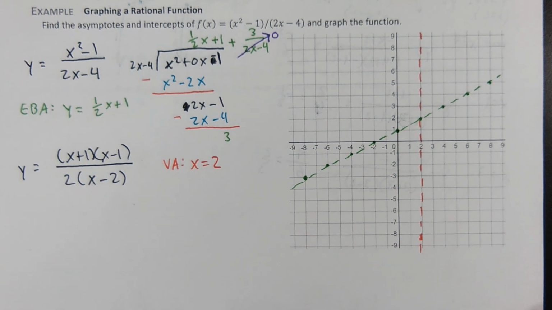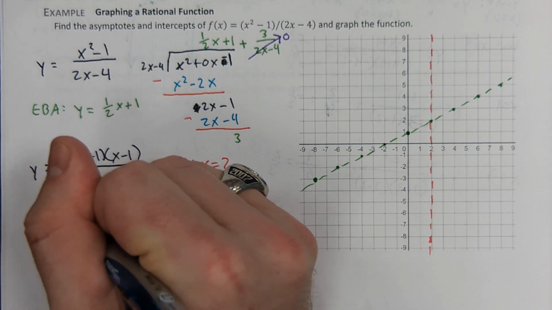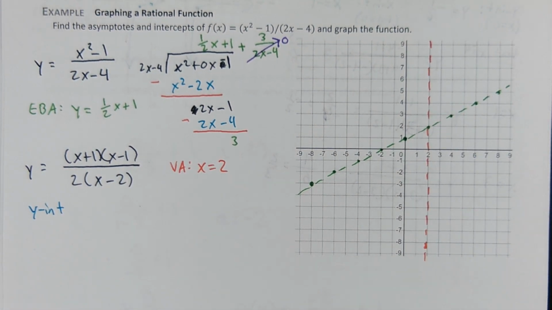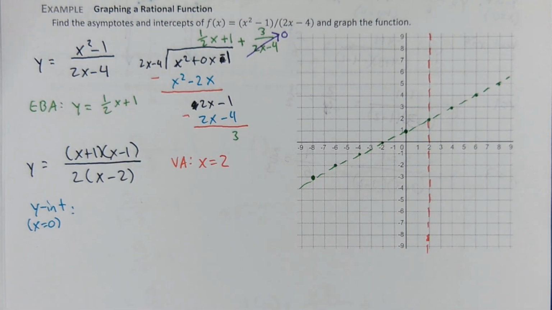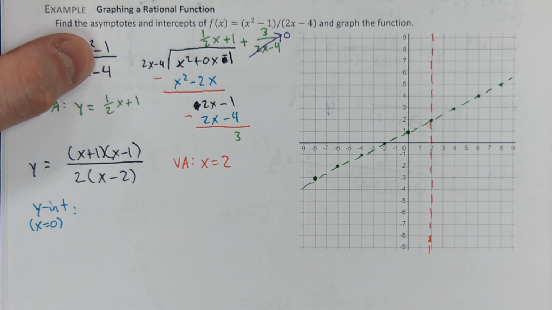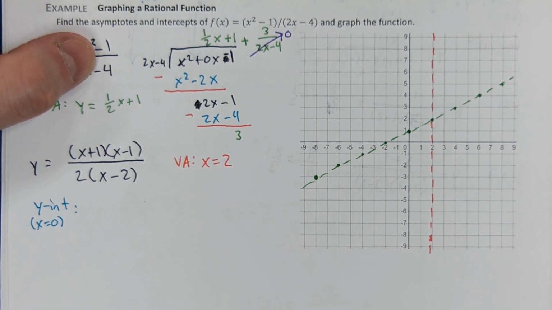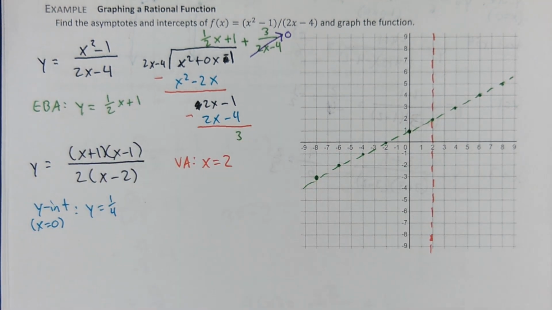Let's track down our y-intercept. I like finding the y-intercept first because it's always really easy. When you're on the y-axis, x equals 0. So all you have to do is let x equal 0 and see what's left over. It looks to me like I'll have -1 over -4, which is positive 1/4. This function crosses the y-axis at positive 1/4.